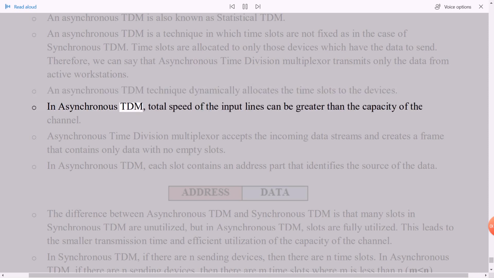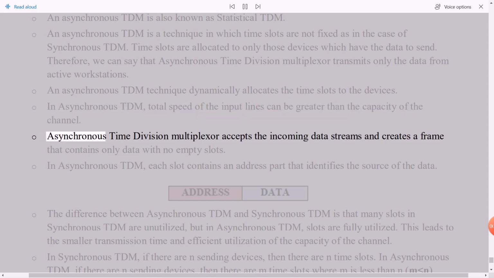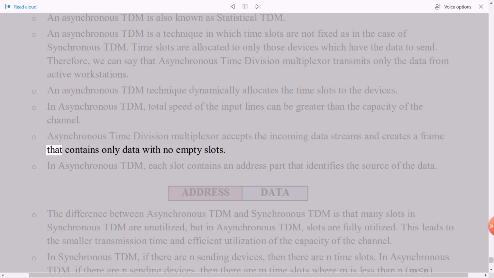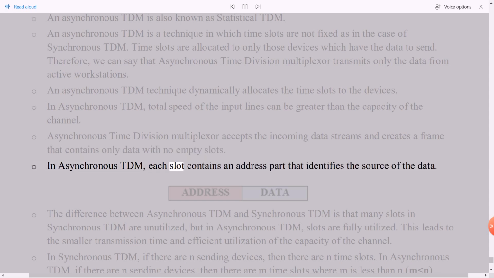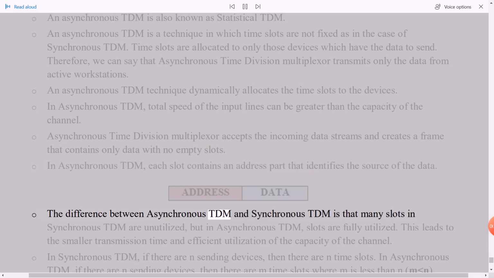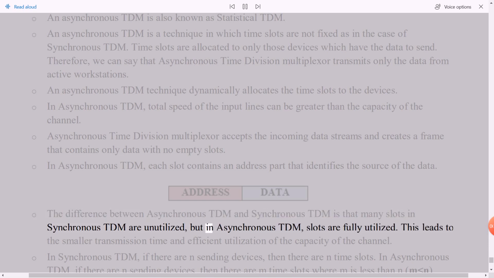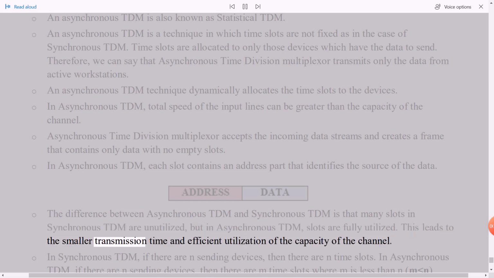An asynchronous TDM technique dynamically allocates the time slots to the devices. In asynchronous TDM, total speed of the input lines can be greater than the capacity of the channel. Asynchronous time division multiplexer accepts the incoming data streams and creates a frame that contains only data with no empty slots. In asynchronous TDM, each slot contains an address part that identifies the source of the data. The difference between asynchronous TDM and synchronous TDM is that many slots in synchronous TDM are unutilized, but in asynchronous TDM, slots are fully utilized. This leads to the smaller transmission time and efficient utilization of the capacity of the channel.